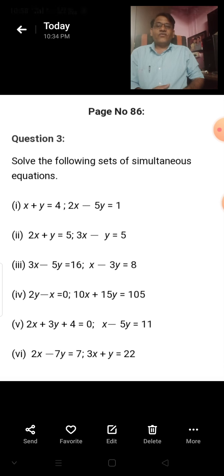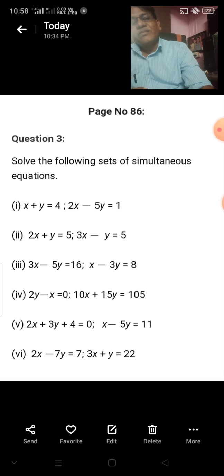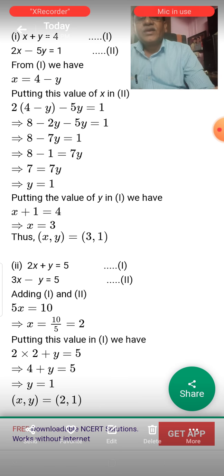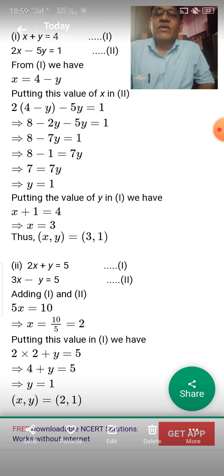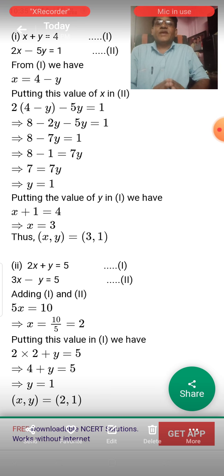So first you have to solve x plus y is equal to 4 and 2x minus 5y is equal to 1. Now I will explain how to solve, one by one. See, in question number 1, the first equation is x plus y is equal to 4. This is equation number 1, and you have to write it down. The second given equation is 2x minus 5y is equal to 1. This is equation number 2. You write equation 1 and equation 2.